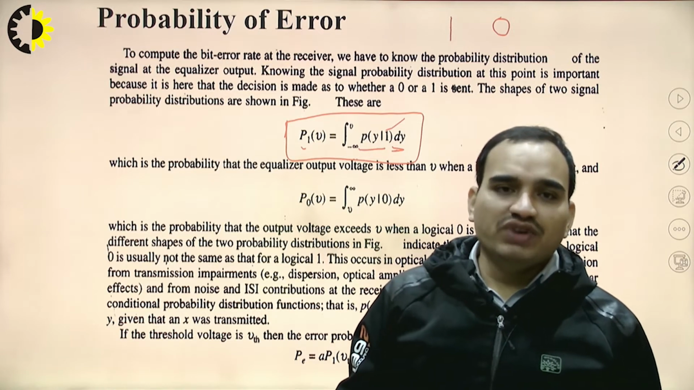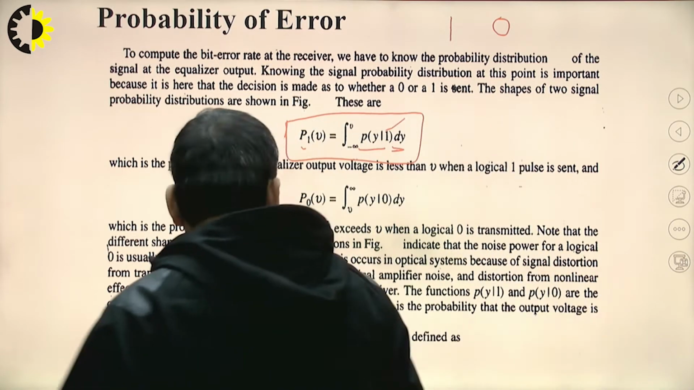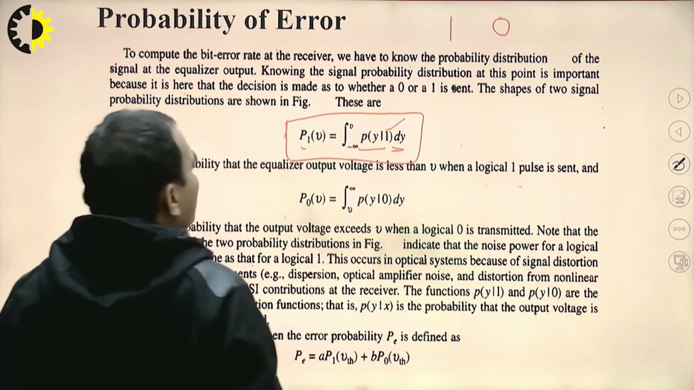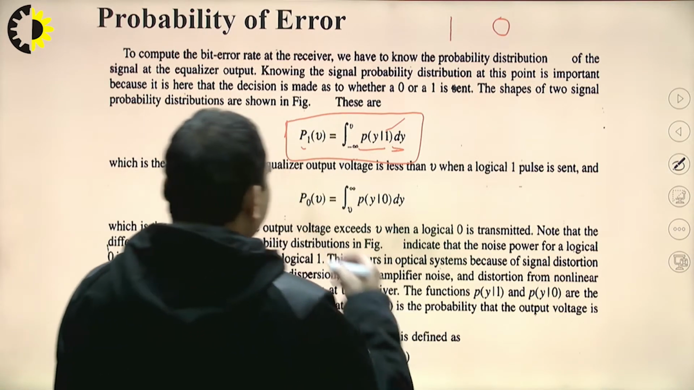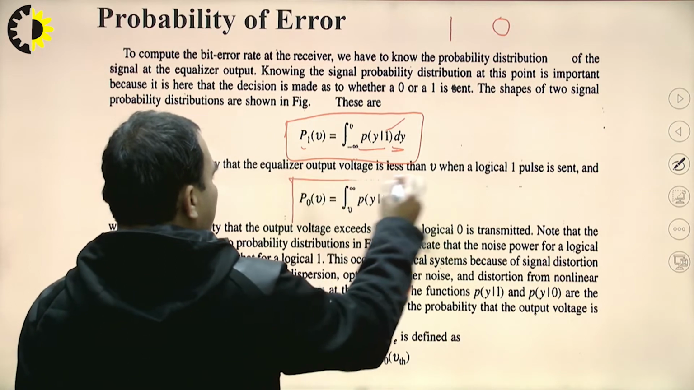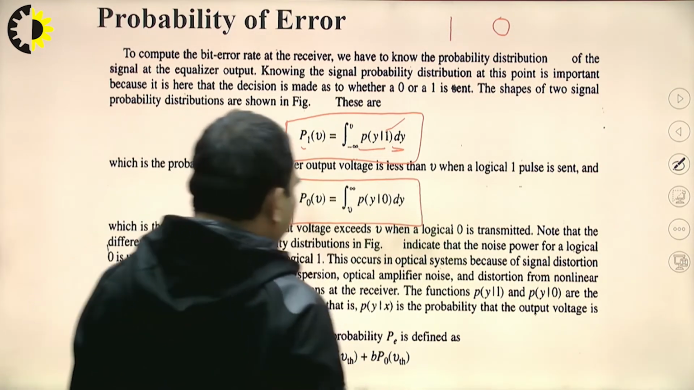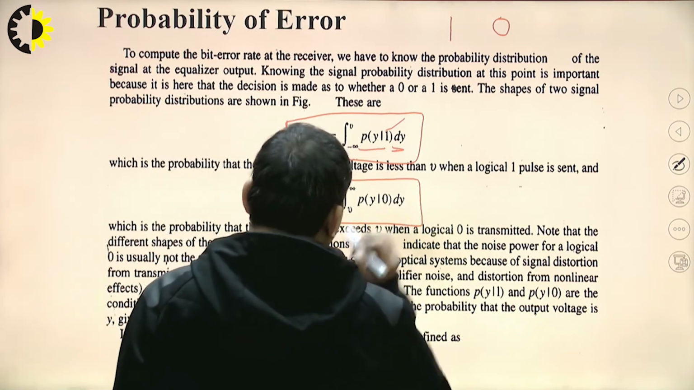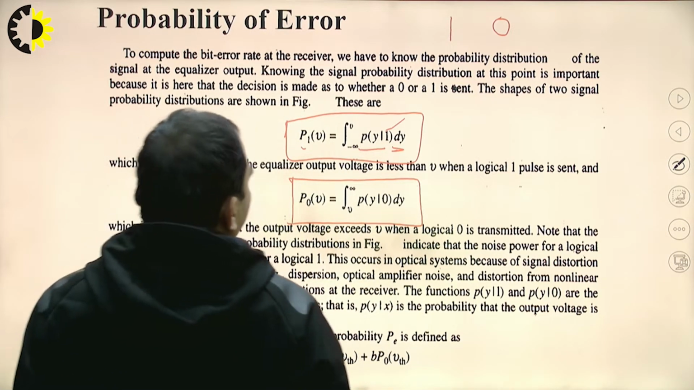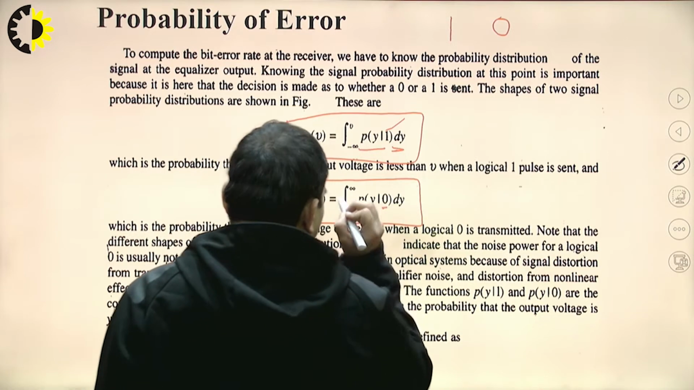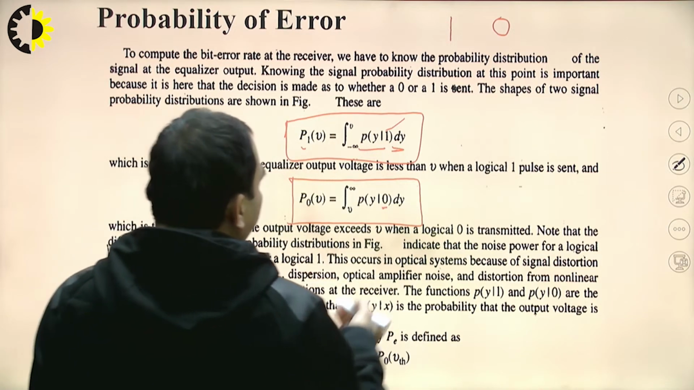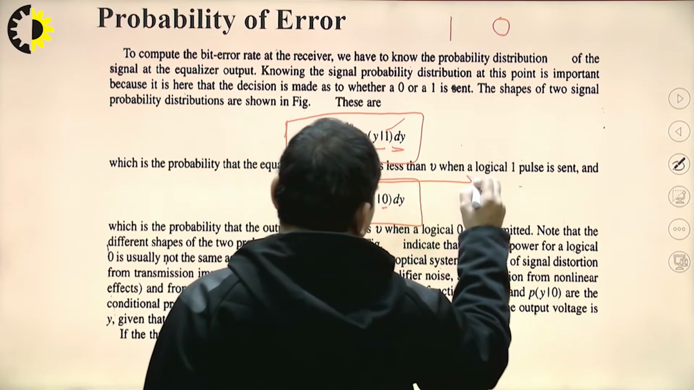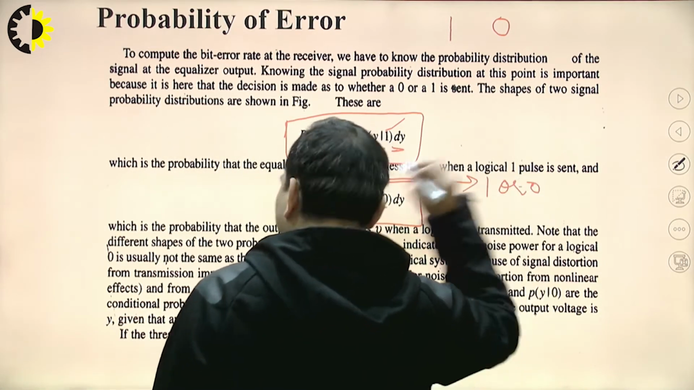when a logical 1 pulse is sent. And we have the probability distribution for when logical 0 is sent, given by P subscript 0 of V, where V is the voltage, integrating from the threshold voltage V to infinity. This is the probability that y is received when 0 is transmitted. Here y may have the value 1 or 0.